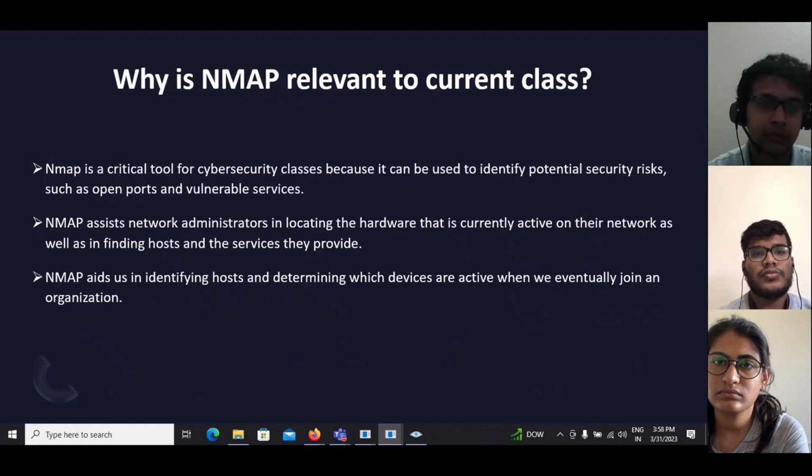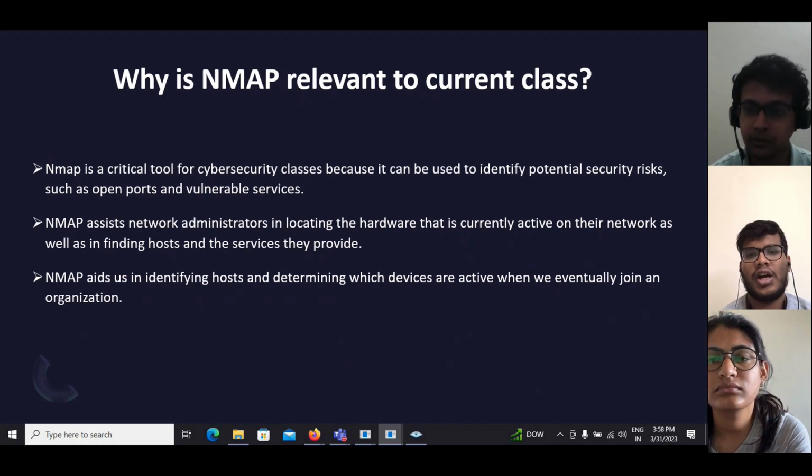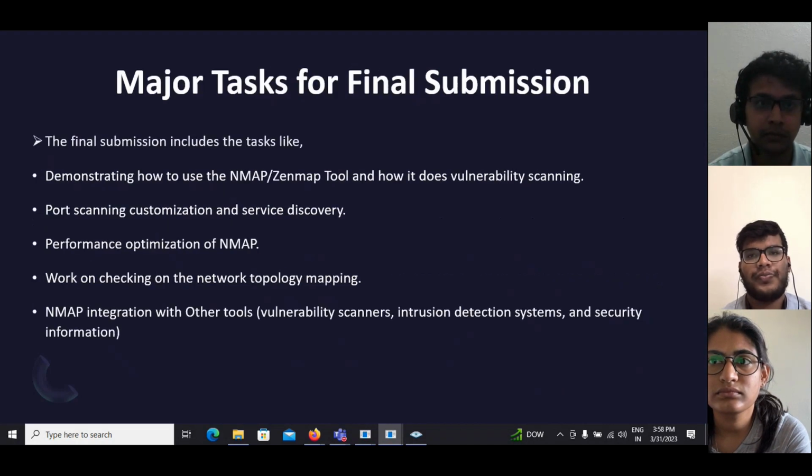Yeah. Why is Nmap relevant to the current class? Nmap is a critical tool for cybersecurity, for connecting between two networks, because it can be used to identify potential security risks, such as open ports and vulnerable services, which we can then reduce. Nmap assists network administrators in locating the hardware that is currently active on their network, as well as finding hosts and the services they provide. And Nmap aids in determining which devices are active and when they eventually join an organization. Can you go to the next slide?